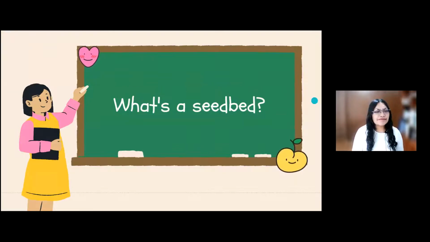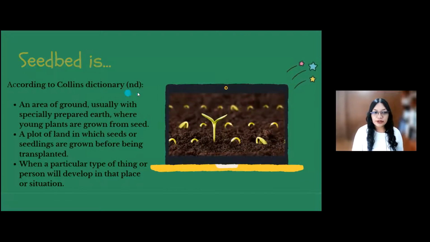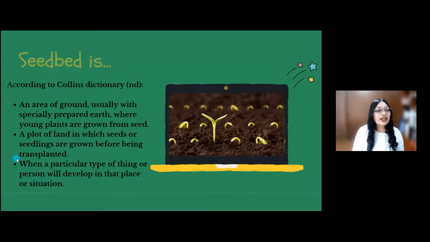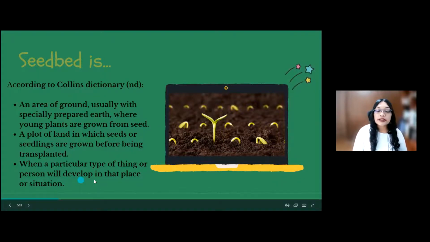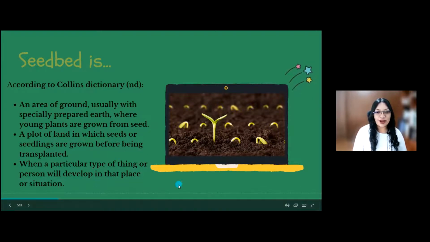So now, what's a seedbed? What does it refer to? According to Collins Dictionary, it is an area of ground, usually with specially prepared earth, where young plants are grown from seed, as you can see here in the picture. Here we have another definition: a plot of land in which seeds or seedlings are grown before being transplanted. And this is a concept that I like a lot, transplanted, because it refers to our students in the undergraduate programs. And when they pursue their graduate programs, they have that seed in there and they want to continue working on research. The last definition that I have here is when a particular type of thing or person will develop in that place or situation. So as we can see here, this is a synonym of growing and development. So this is awesome.